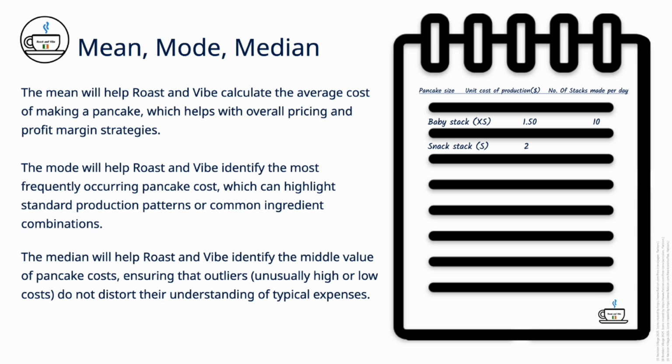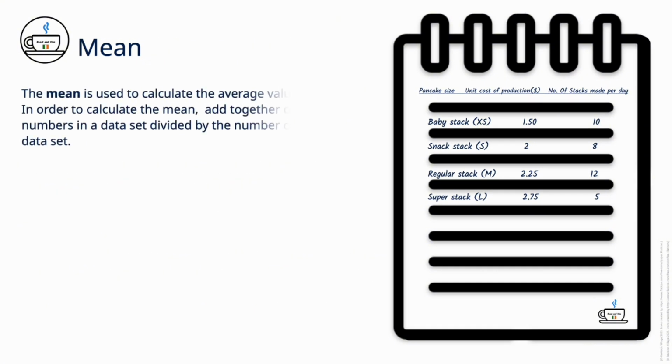As we have already seen, the mean average is used to calculate the average value in a dataset. In order to calculate the mean, you must add together all of the numbers in the dataset and divide by the number of items in the dataset. In this case, we are being asked to find the total mean average cost of production of the pancakes at Roast and Vibe. This example differs from the one used earlier in this video. We are still trying to find the mean average, but in this case, there are multiple pancakes of different sizes. So you must multiply the cost of each pancake by the quantity made to get total costs. You add that up and then divide it by the total number of pancakes.